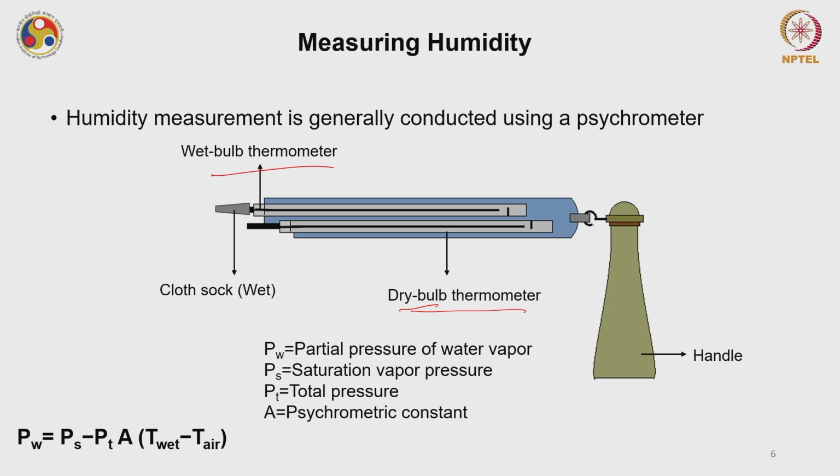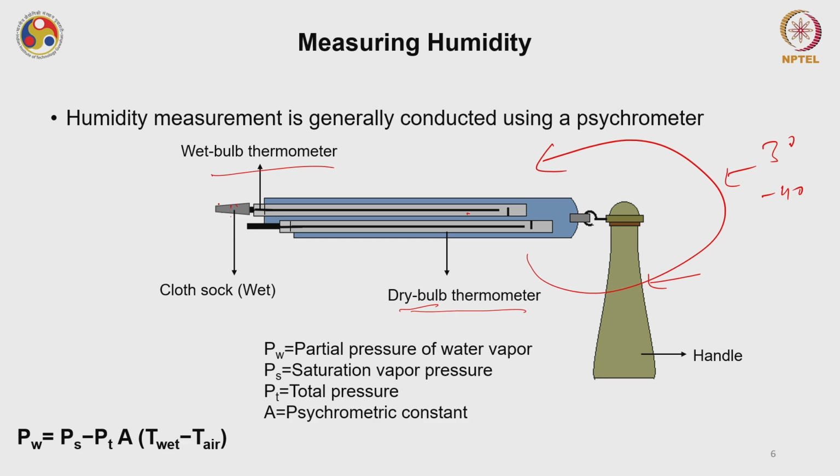Now I am attaching this system, so I have two thermometers. One I am calling the dry bulb thermometer, another I am calling the wet bulb thermometer, and they are hinged to a handle. This is rotated, mostly for 30 seconds or say 40 seconds, in the ambient air. This was soaked before it is rotated.